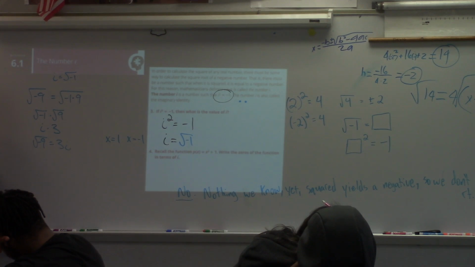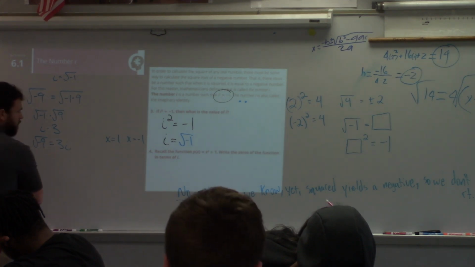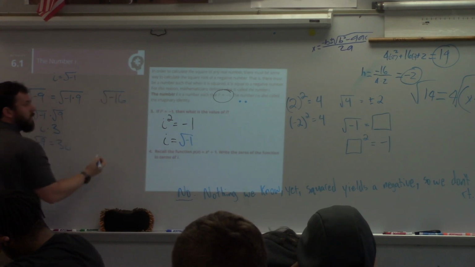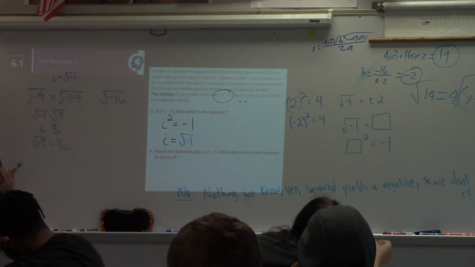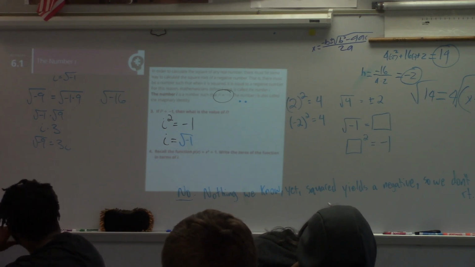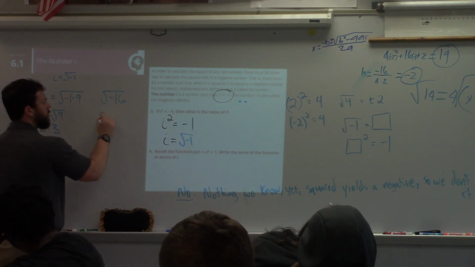That's it. And you can start to jump in a second, but if I look at the square root of negative 16, I don't know the square root of a negative yet. But when I think about this, I can rewrite the square root of negative 16 as negative 1 times what?